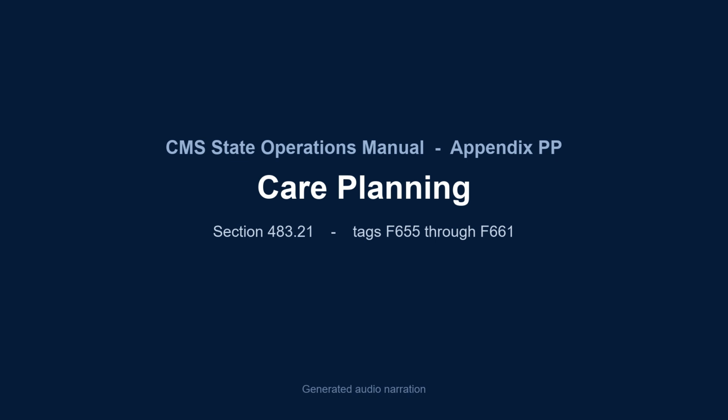Tag F656. Section 483.21b, Comprehensive Care Plans. Section 483.21b1, the facility must develop and implement a comprehensive person-centered care plan for each resident, consistent with the resident rights set forth at Section 483.10C2 and Section 483.10C3. That includes measurable objectives and timeframes to meet a resident's medical, nursing, and mental and psychosocial needs that are identified in the comprehensive assessment.